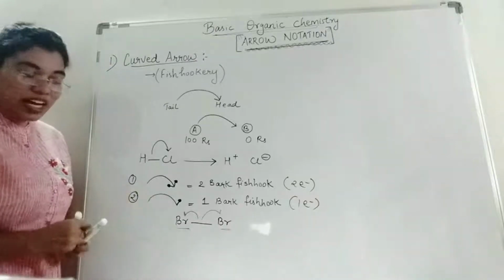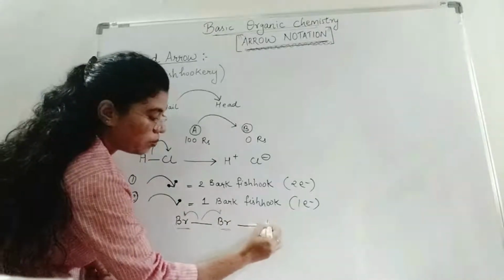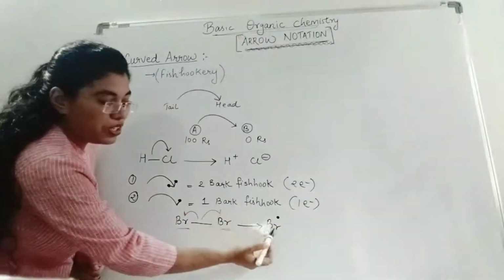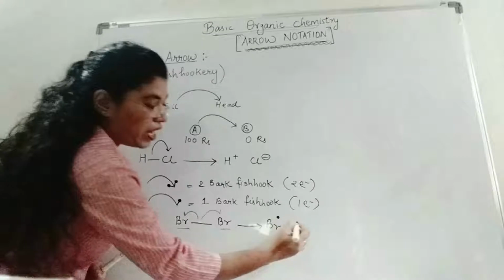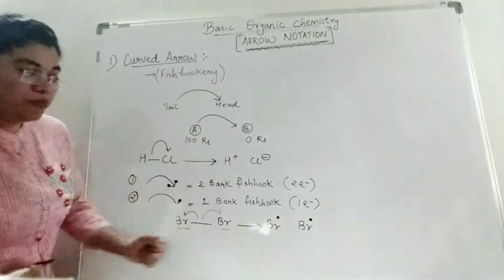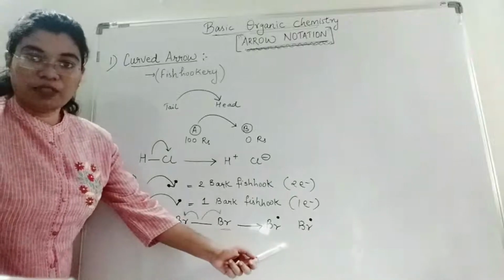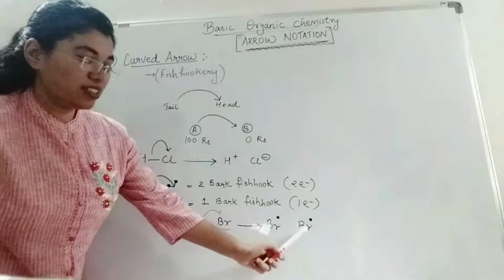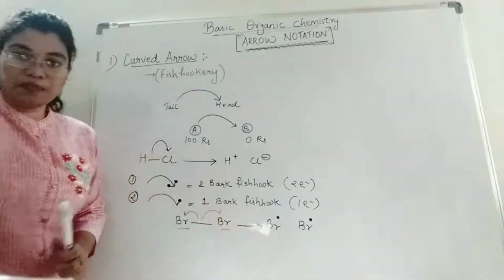So how can we write it? Br, put a small dot. Okay, that means Br has one electron and the other Br has one more electron. So this is the free radical. Okay, this is a free radical. So Br free radical and this is the other Br free radical.